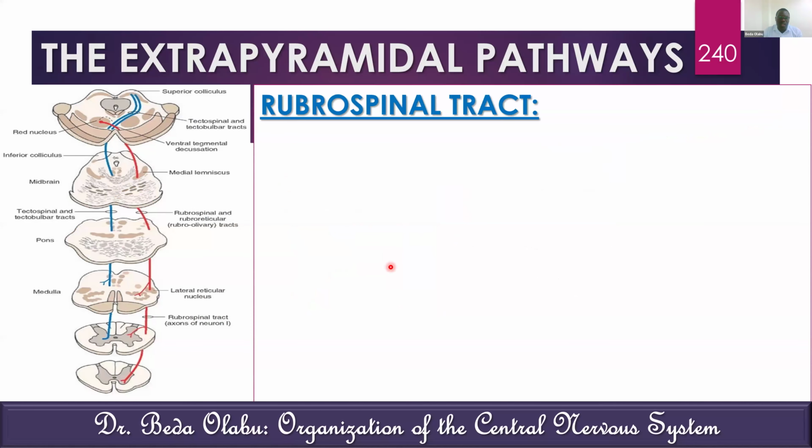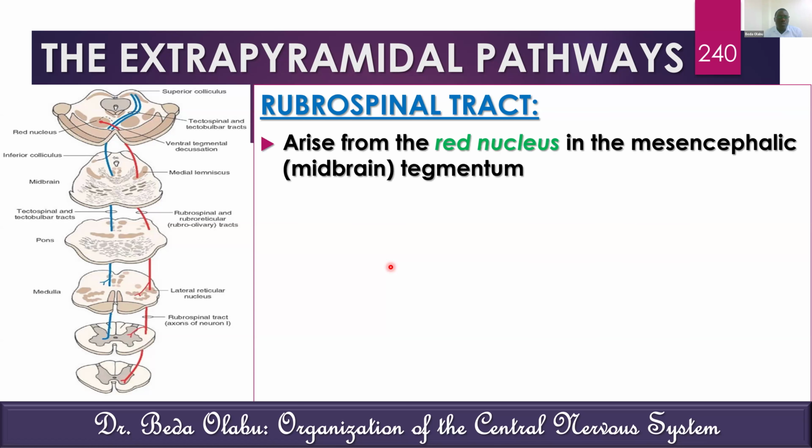We begin with the rubrospinal tract. The rubrospinal tract arises from the red nucleus of the midbrain. So red nucleus is a motor nucleus within the tegmentum of midbrain. This is the cross-section of midbrain, so this is the red nucleus. Anterior, or rather ventrolateral to that is the substantia nigra of midbrain, and ventrolateral to that is the crus cerebri, which is occupied by the pyramidal tracts.